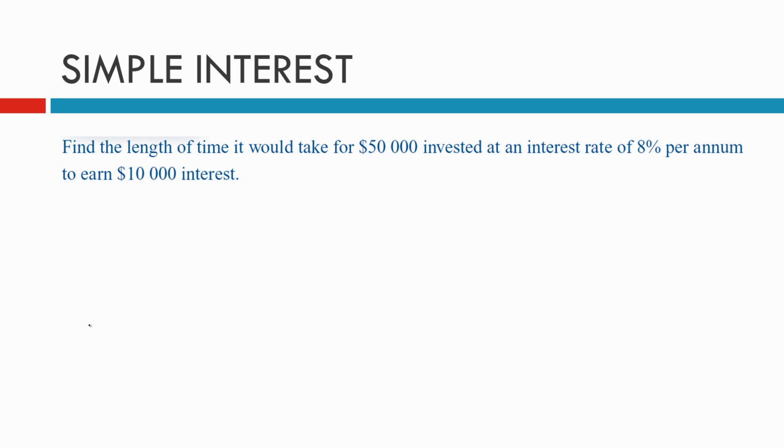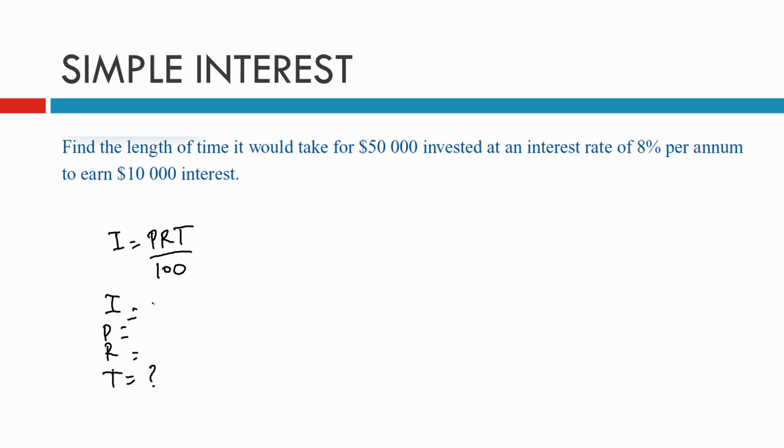Next question. Find the length of time, that's T now, it would take for 50,000 invested at an interest rate of 8% per annum to earn 10,000 in interest. Okay, so find the length of time. So again, I equals PRT on 100. Again, label, guys. You need to do this. And you also get marks for doing this stuff, especially in your SACs when you are doing your SACs. Find the length of time.